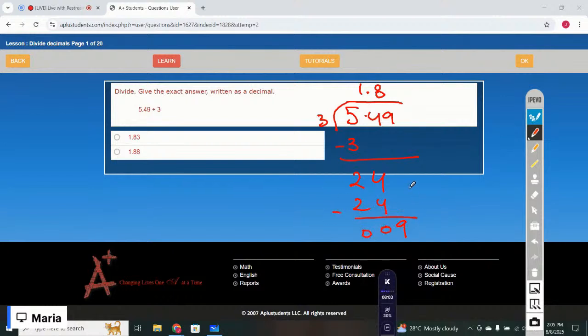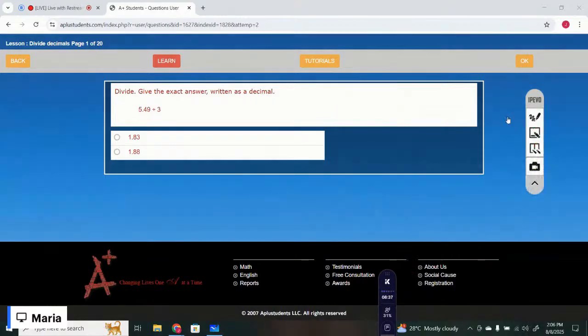Now bring the next digit down. 3 times what number is 9? 3 times 3 is 9 and 9 take away 9 is 0. Option number 1 is the correct option, that is 1.83.